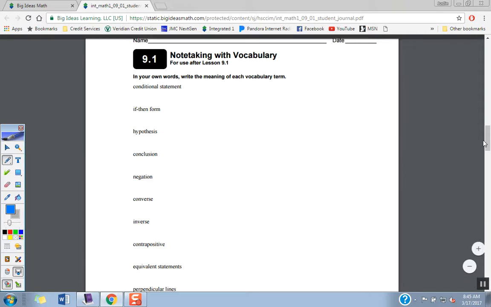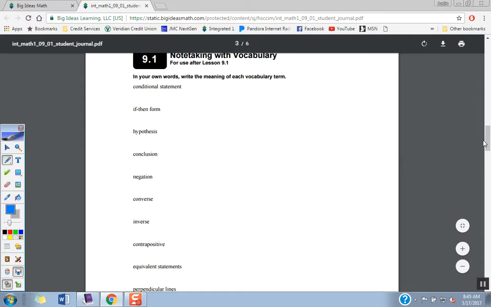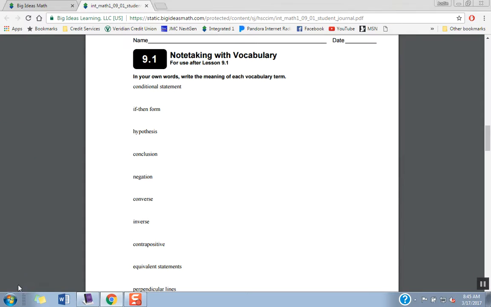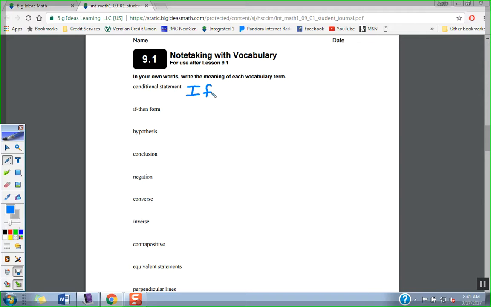Okay, let's move forward on this here, guys. We're gonna put some definitions down here. Conditional statement, basically here. I want to get all these terms down. Conditional statement right here. It's going to be pretty much an if-then statement. So you want to kind of get that down.